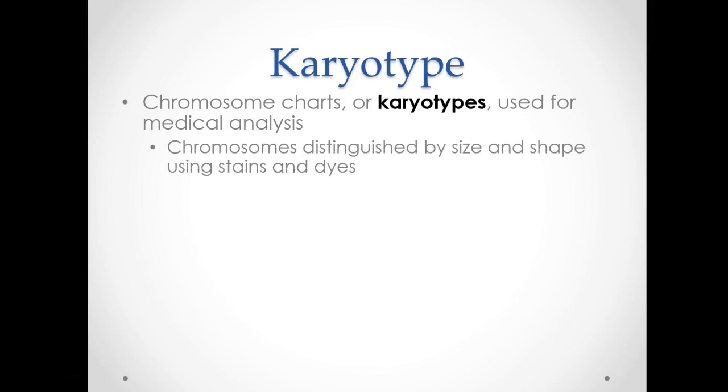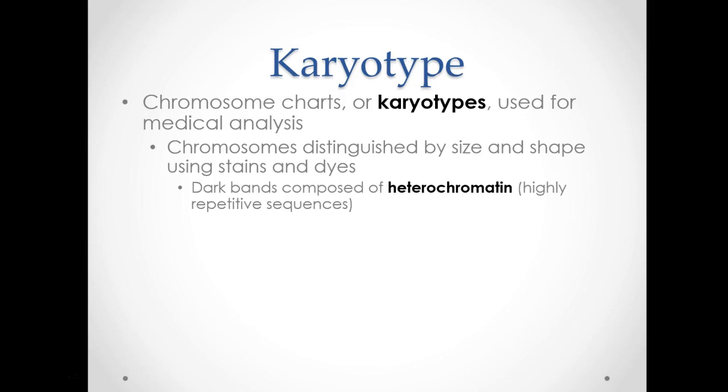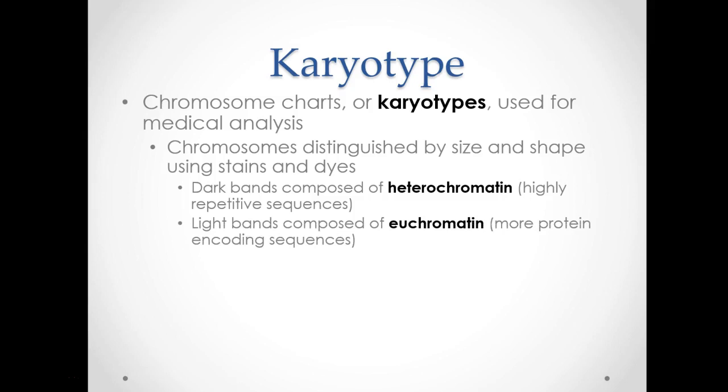Karyotypes will actually line up the chromosomes according to size and shape. And we use stains and dyes so that we can actually see and look at the different parts of the chromosomes. Places that take up a lot of stain are the dark bands of the chromosomes. They're composed of something called heterochromatin. Heterochromatin are highly repetitive sequences of DNA. It's the same sequence over and over and over again. These are non-coding regions. You don't find a lot of genes in heterochromatin. The light bands are where you find most of your protein encoding sequences, your genes.